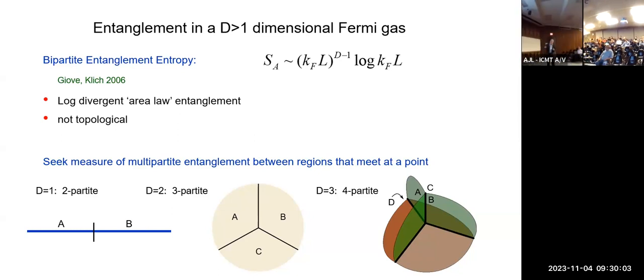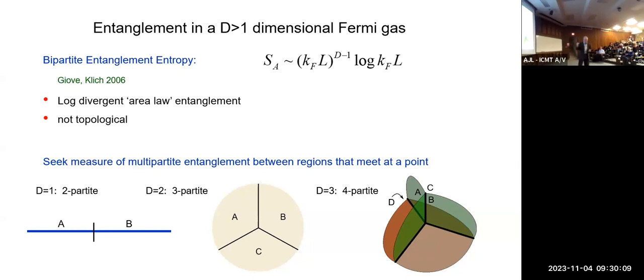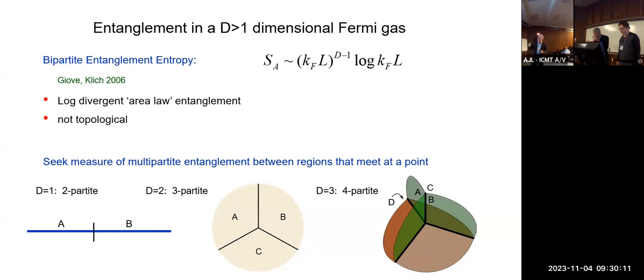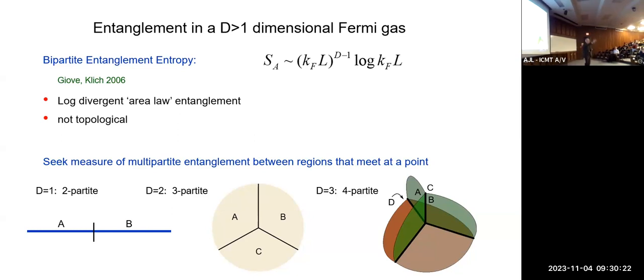Though, of course, in two dimensions, it's not topological, right? Because you get an area law. That's the reason why we wanted to do the multi-party entanglement. The problem is you have an area law, your regions meet on an area. You want something that's associated with a point. So in two dimensions, three regions meet at a point, and in three dimensions, four regions meet at a point.